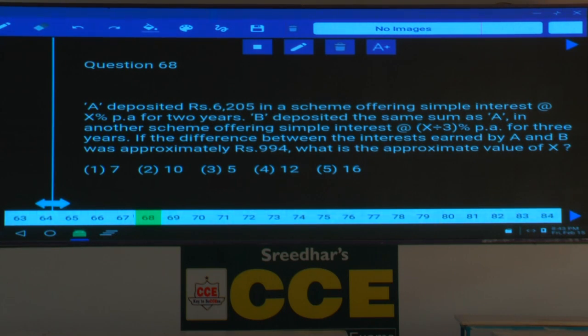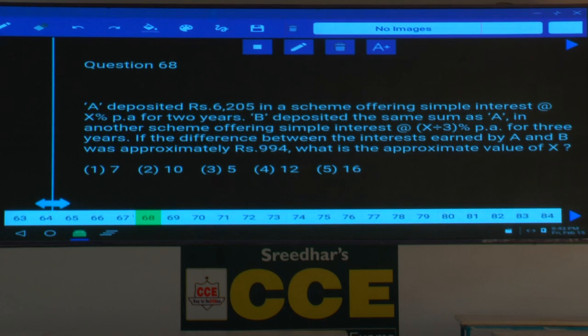Now, let's say in scheme A I have 100% investment. On x% per annum for how many years? We have given it 2 years. So what interest you will get? 2x%. And in scheme B also we have the same principal, that is 100%.